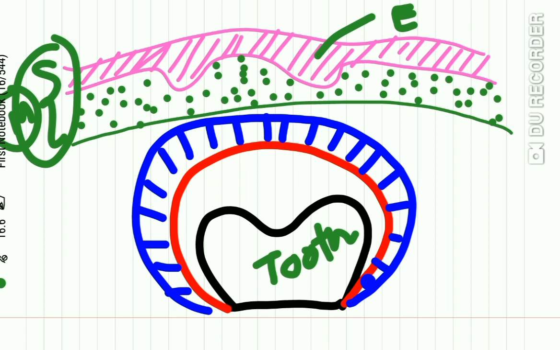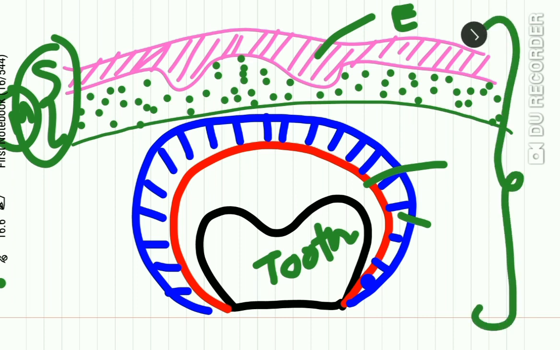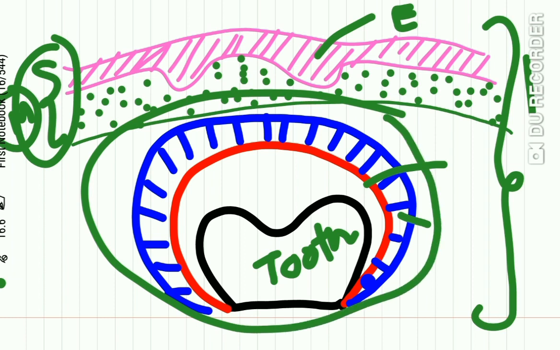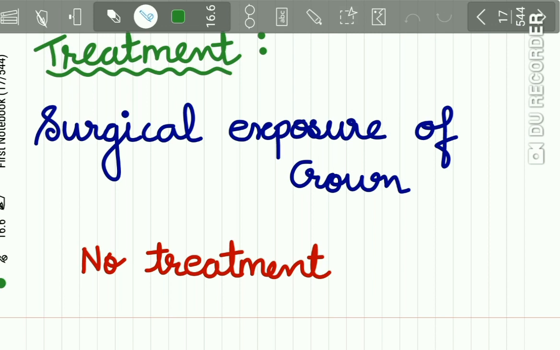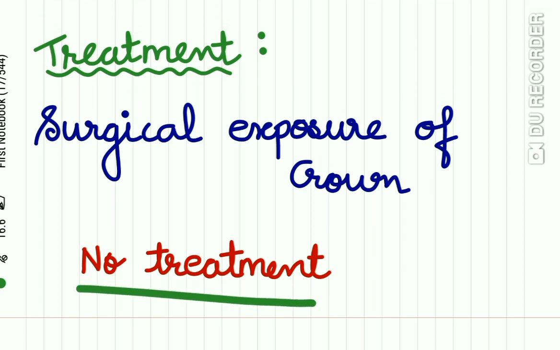and this cystic cavity is lined by an odontogenic epithelium and surrounded by the cystic wall. So this is the basic histopathology of an eruption cyst: the overlying mucosa, and below this you can see the classical cyst which contains a tooth, a lining odontogenic epithelium which is surrounded by a connective tissue wall. Now, what is the treatment of this eruption cyst? No treatment is required, but sometimes surgical exposure of the crown is done.